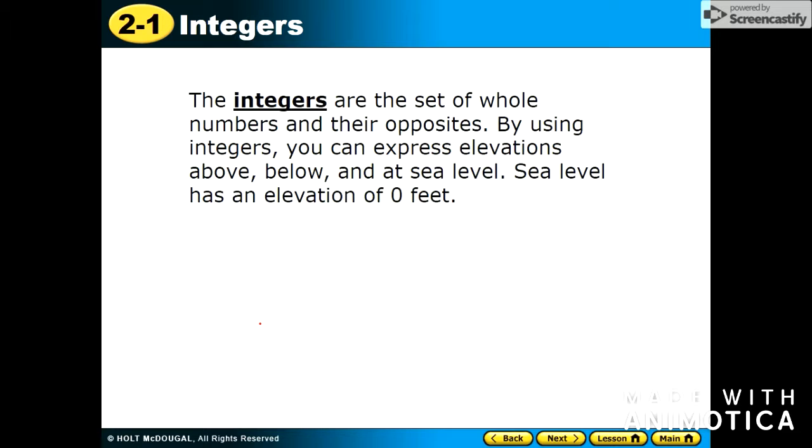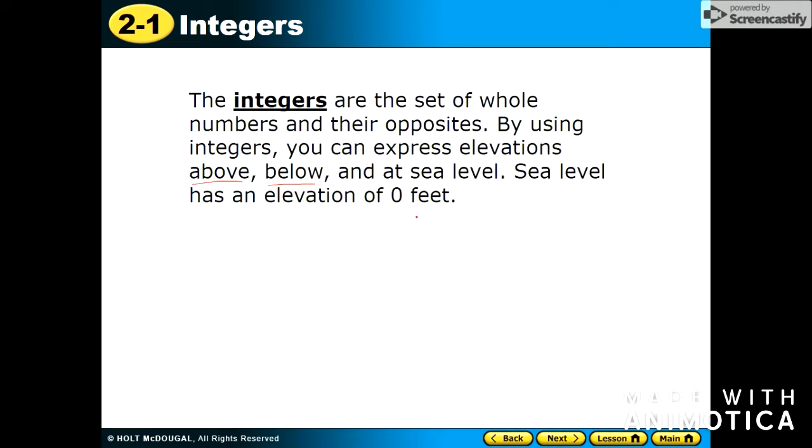Okay, so we've been saying this word integers quite a bit. What is an integer? Integers are the set of whole numbers and their opposites. By using integers, you can express elevations above and below sea level. Okay.